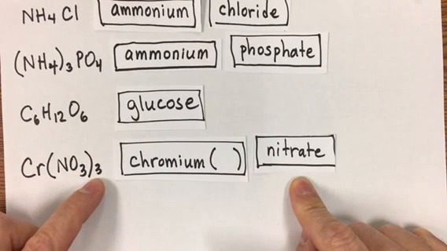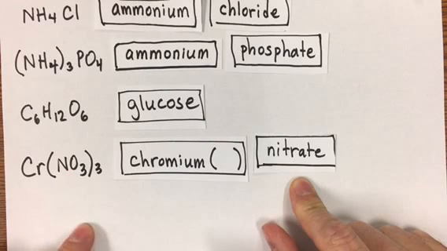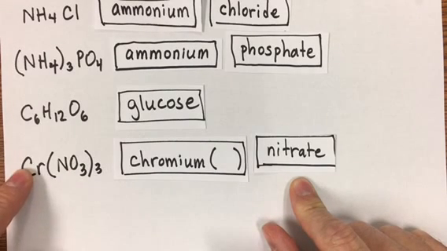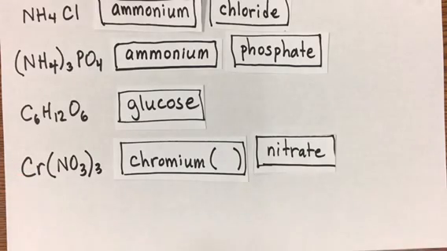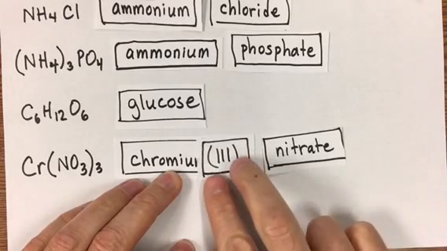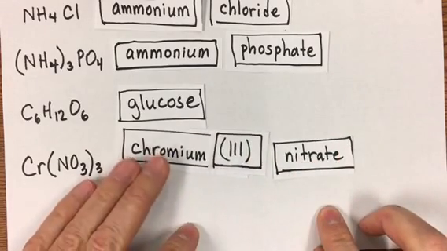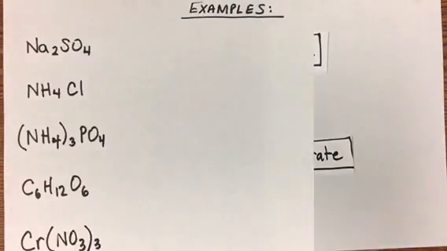3 of them means that the total negative side of this ionic compound is -3, and then the chromium is going to have to match that charge. Since there's only 1 chromium in the formula, it's going to match the 3 charge of the nitrate with a +3 charge of its own. So we're going to call that chromium 3 nitrate. Hope this helps.